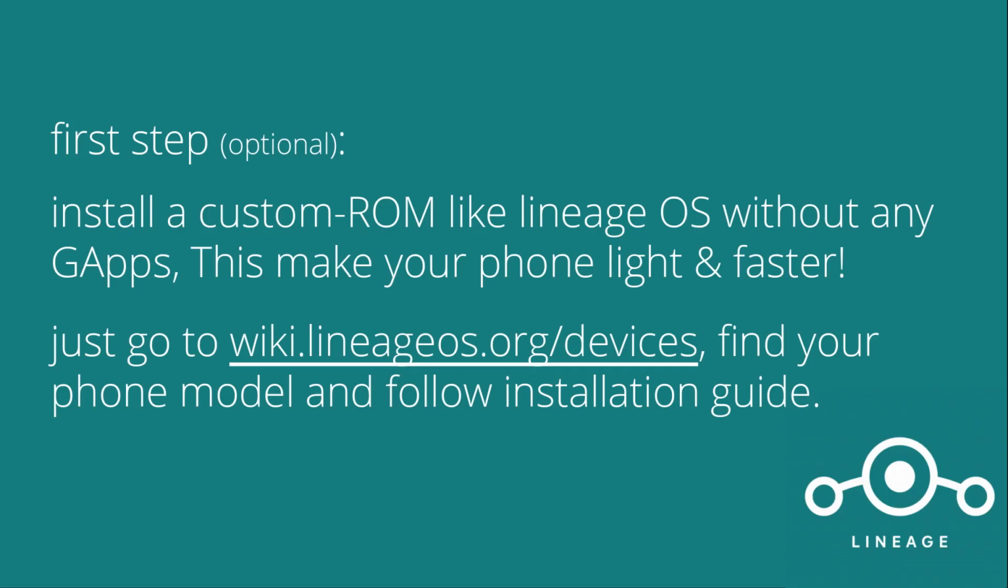The first step in our way is optional, but if you do this, it becomes great. The first step is to install a custom ROM like Lineage OS without any Google apps. This makes your phone light and faster. Just go to wiki.lineageos.org/devices, find your phone model and follow the installation guide.